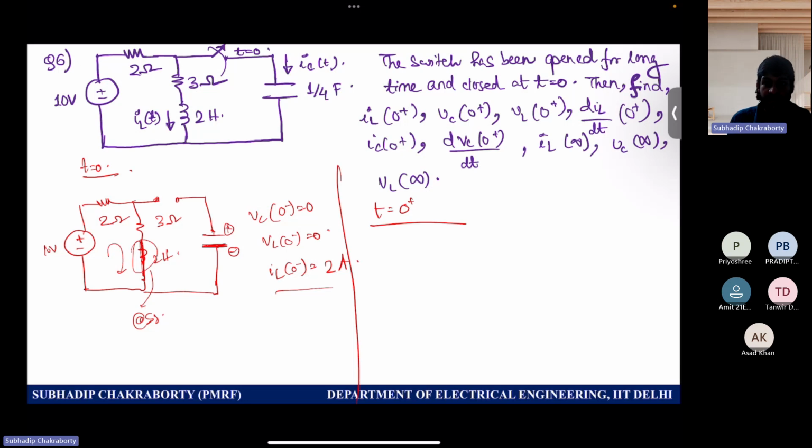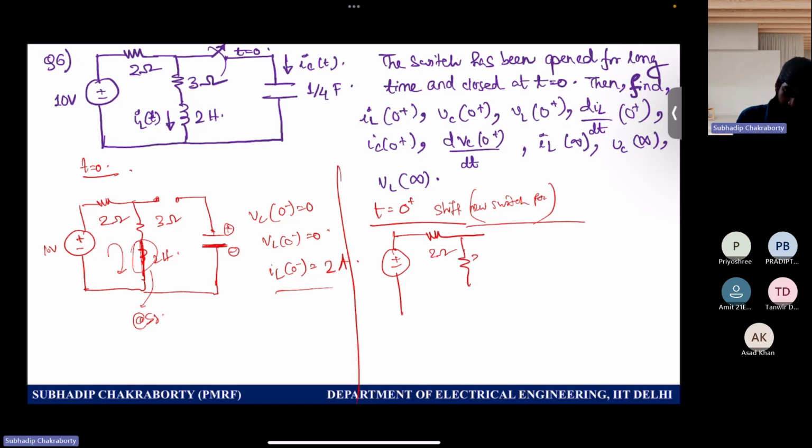At t equal to 0 plus, we need to embed the initial conditions with the model. So now shift to the new switch position and redraw the circuit with the shifted position. 2 ohm, 3 ohm, and this is the place where you need to insert the inductor model, and this is the capacitor. But the capacitor had an initial voltage of 0. So to model the capacitor, it would behave as a short, because the way of modeling a 0 voltage is by a short circuit. Model 0 voltage as short circuit.